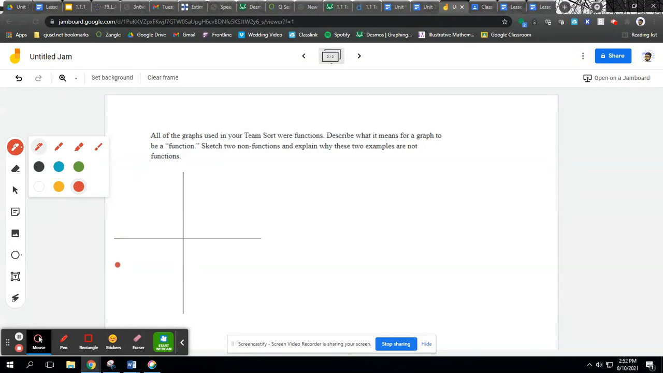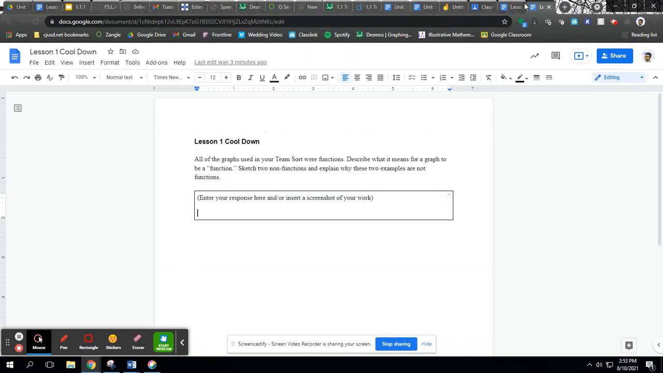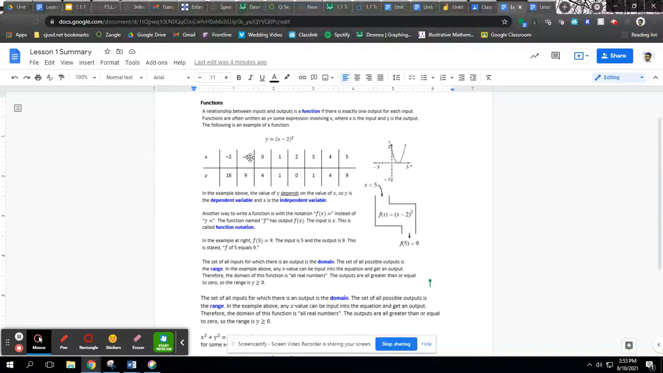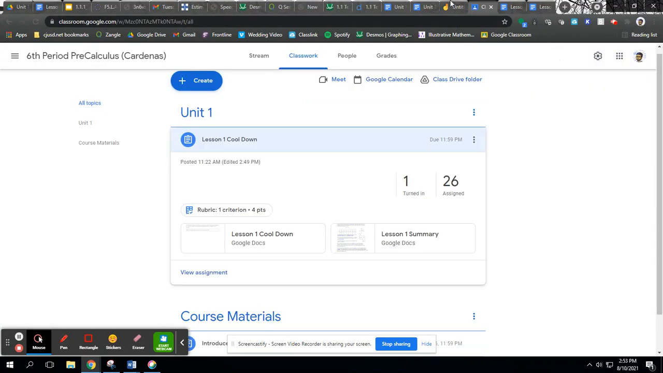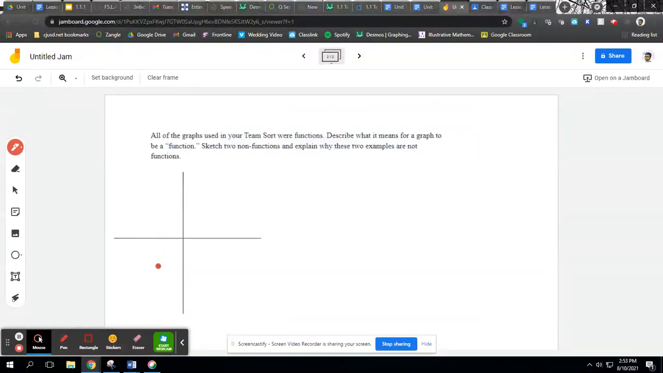A function, by definition, which you can see in the summary if you want, is a relationship between inputs and outputs. There is exactly one output for each input. Like this parabola works. This table represents a function. And we even have an equation here. We'll talk more about those as we get going in this class. So for me, I'm going to draw a function.